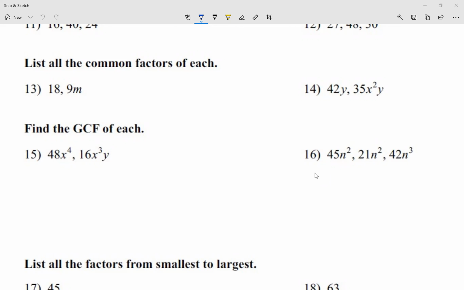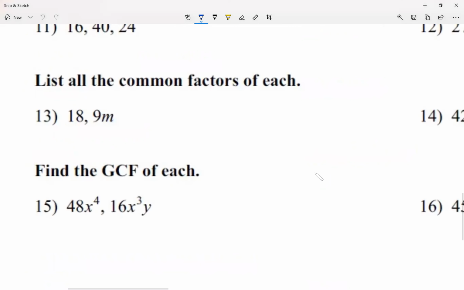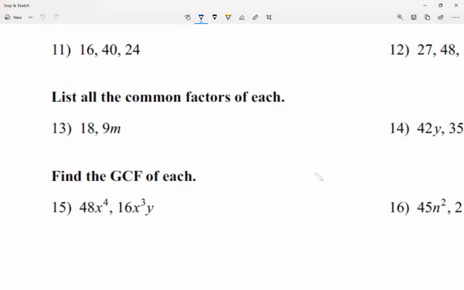So let me find the factors of 18. I'm looking number-wise. Let me just focus on the numbers. Number-wise, 18 and 9M. So let me find my factors of 18. As we said before, factors are multiplications. So which multiplications give me the result of 18? I'm going to say 1 times 18, 2 times 9, 3 times 6. I'm finding all the multiplications that give me 18.